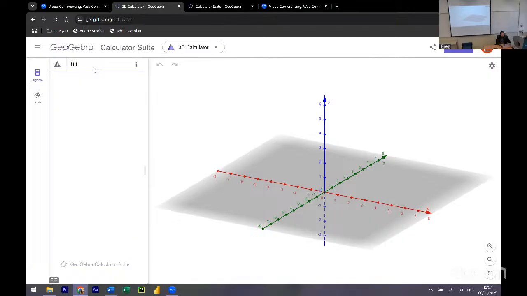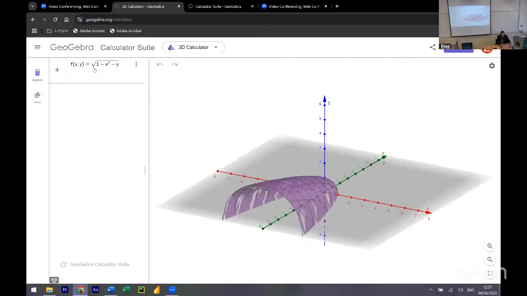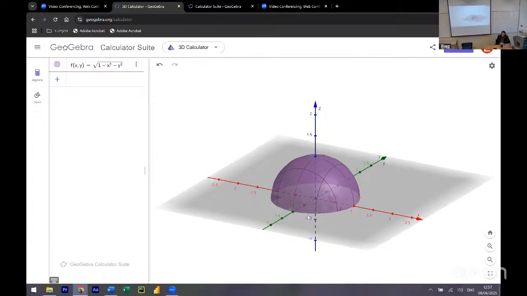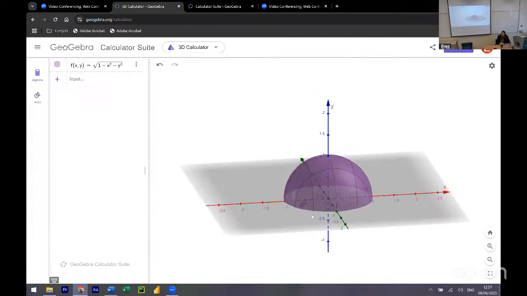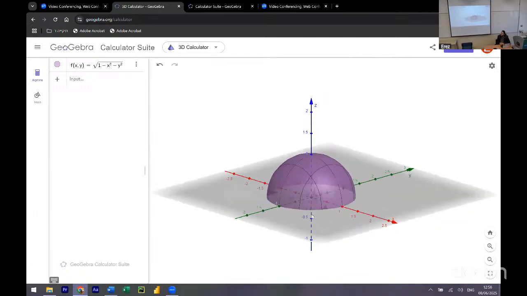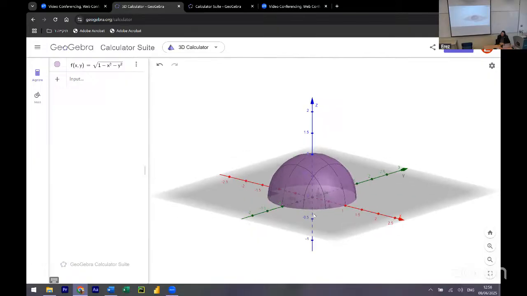Let's take a function f of x, y equals the square root of 1 minus x squared minus y squared. That's a sphere, it's the top half of the sphere. Is that a differentiable function? Yes. Why? Because there's no overlap, I think. That makes it a function, not a differentiable one, right?